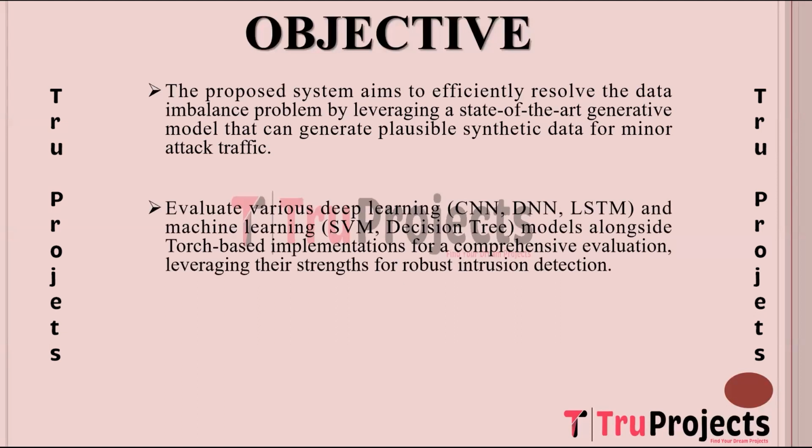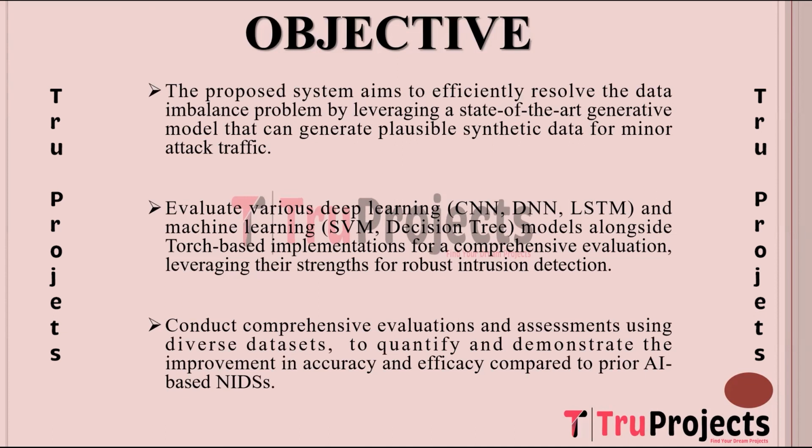The project conducts a comprehensive evaluation of various models, encompassing both deep learning architectures such as convolutional neural network (CNN), deep neural network (DNN), and long short-term memory network (LSTM), and traditional machine learning algorithms like support vector machine and decision tree. Additionally, torch-based implementations of these models are considered. Each model has unique strengths in capturing patterns, handling different data structures, and learning representations. By evaluating these diverse models, the project aims to identify the most effective approach or combination of approaches for robust intrusion detection.